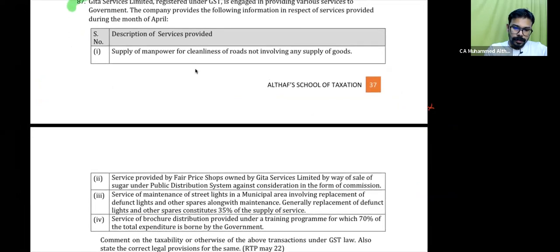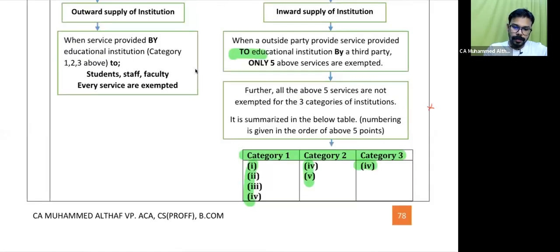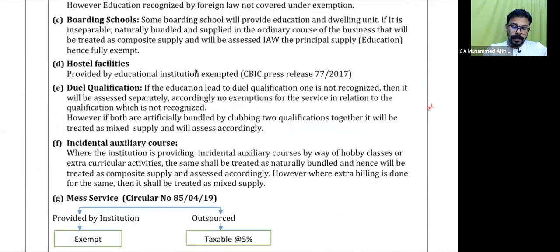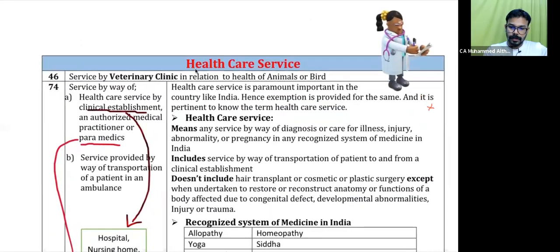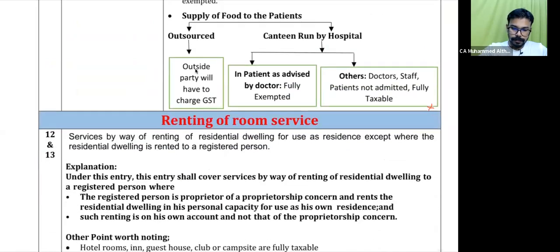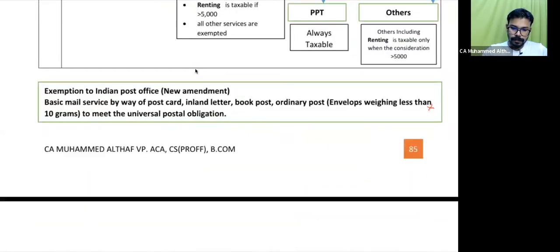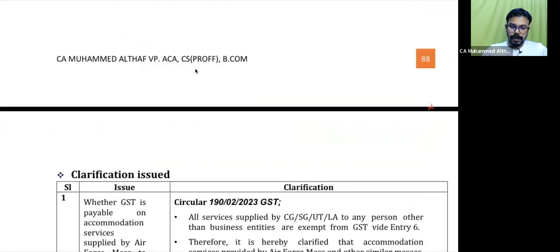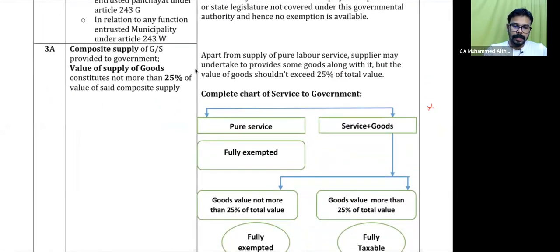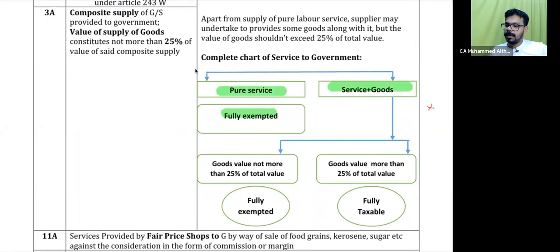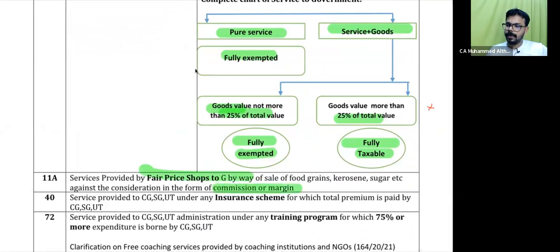This is your RTP question. That is services provided to government. You have to know the theory first. Services provided to government, you have to keep this chart in mind. If it is pure services, that will be exempted. If it is service plus goods, and the value of goods is not more than 25%, then it will be exempted. If it is more than 25%, then it will be fully taxable. Then for fair price shops, the commission margin will be exempted. And training programs sponsored by the government will be exempted if the government share is not less than 75%. These are some theory points you have to keep in mind.